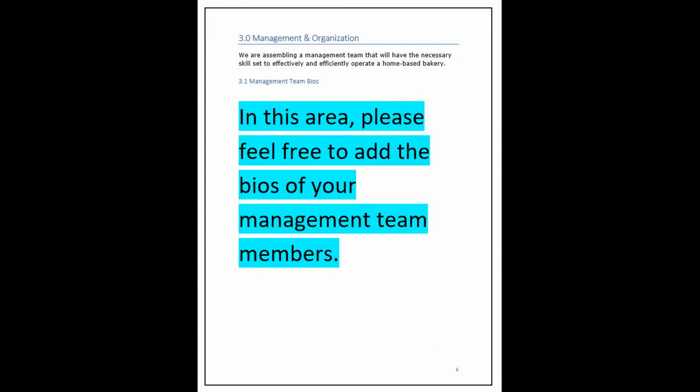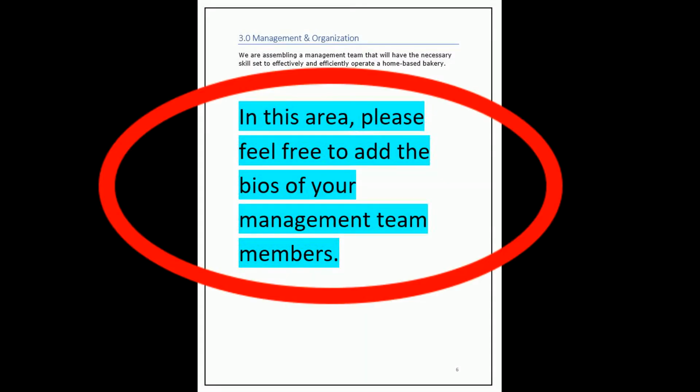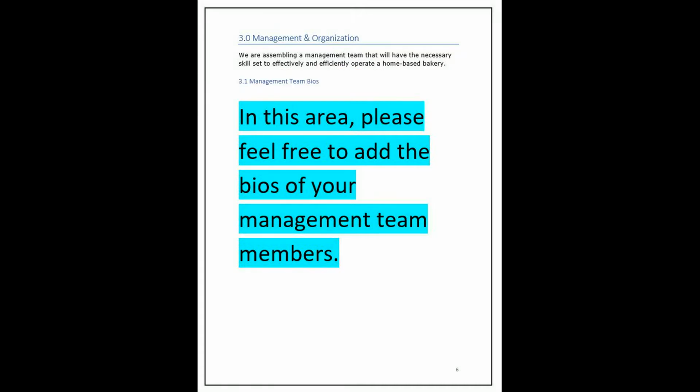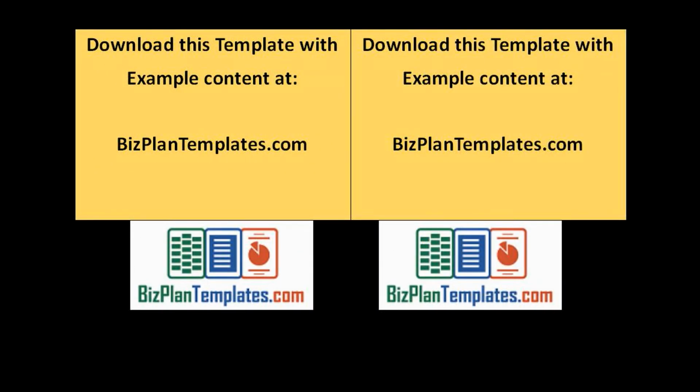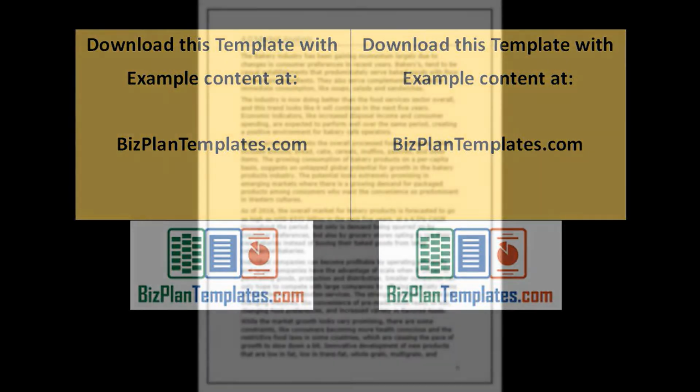Utilizing the plug-and-plan template, users will want to add the bios or profiles for the key team members of their company in the blue highlighted area that is pasted in as a placeholder. There is an organizational chart which is in the form of a SmartArt graphic. Click the graphic to enter the different areas of the organizational chart. Users can fill in and edit the team members and their position in the graphic.